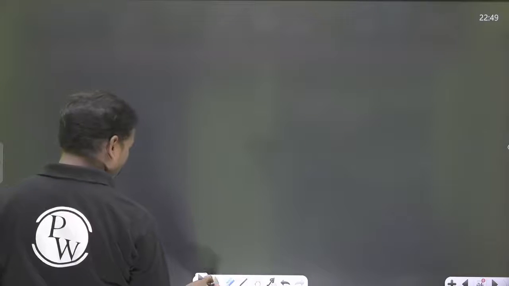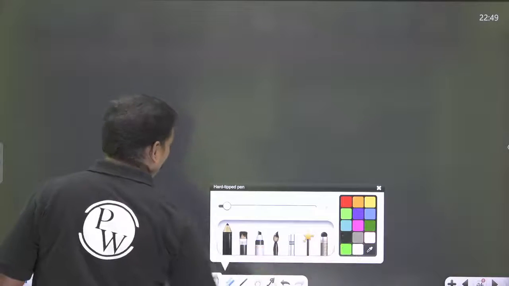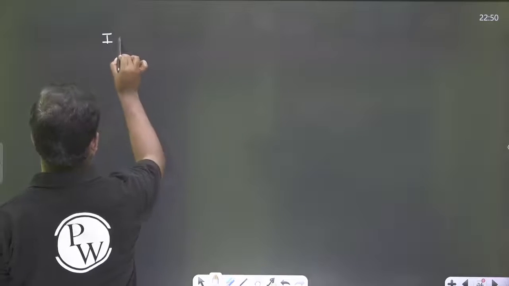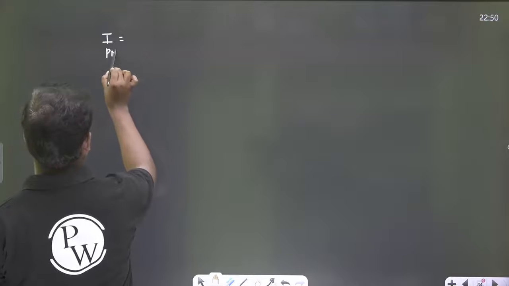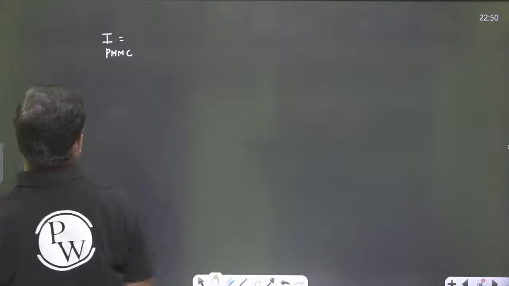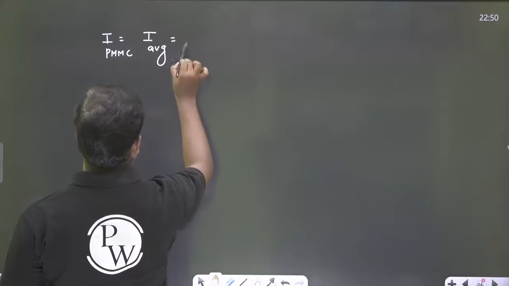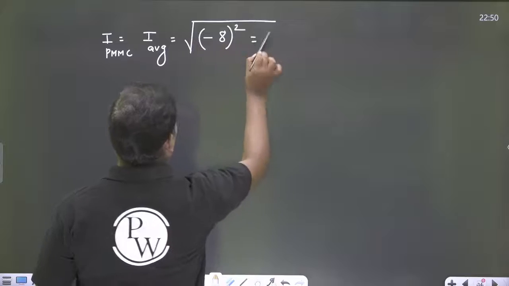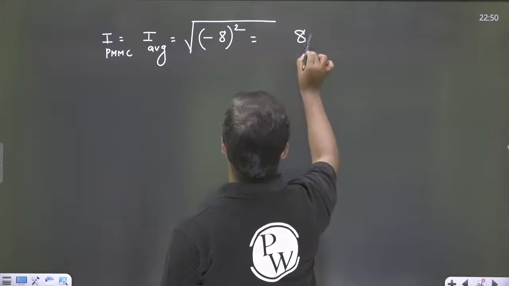PMMC, so actually this question includes other meters also. So you take the I, how to calculate this? For PMMC, PMMC takes only I average. I average means what? Square root of minus 8 whole square. So that means it is minus 8, that means 8 amperes, right?